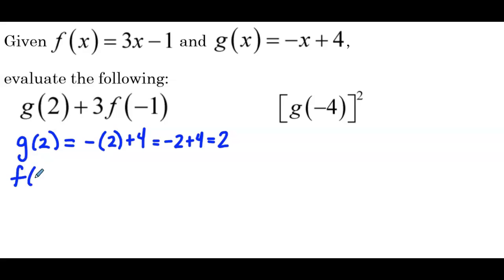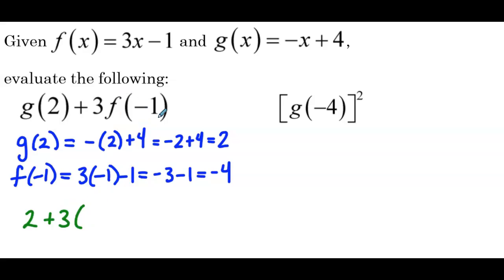Then we'll evaluate f of negative 1. So inputting negative 1 into our function f of x, we're substituting in negative 1 for x. So we would get negative 3 minus 1, which is negative 4. And now we can evaluate g of 2 plus 3 times f of negative 1. So I'll choose a different color. So g of 2 is 2 plus 3 times the output for f of negative 1, which is negative 4. So we have 2 minus 12, which is equal to negative 10. So the output of this expression is negative 10.